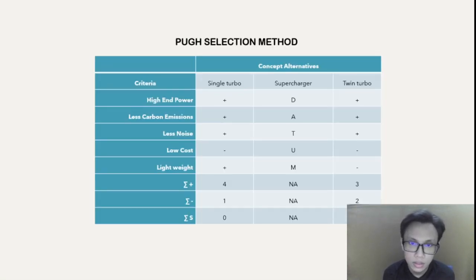As you can see, this is the part selection method table. The list of criteria is high power, less carbon emissions, less noise, low cost, and lightweight. We chose the supercharger as the datum and compared it with our other two concept alternatives, which are single turbo and twin turbo. As you can see, the best outcome, or the best concept, is the single turbo.